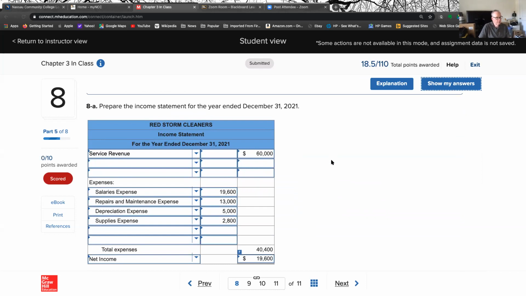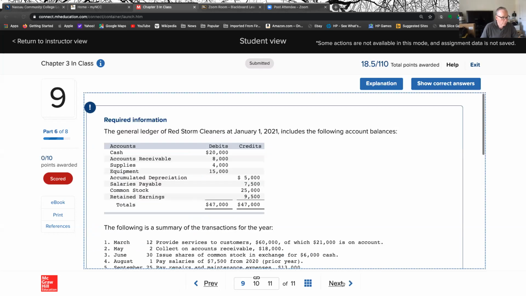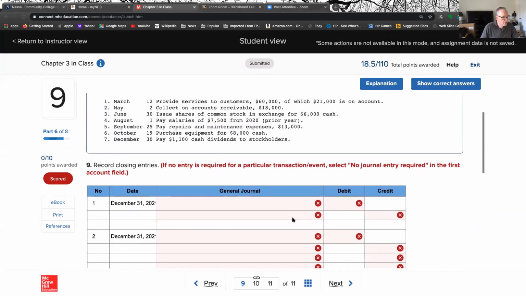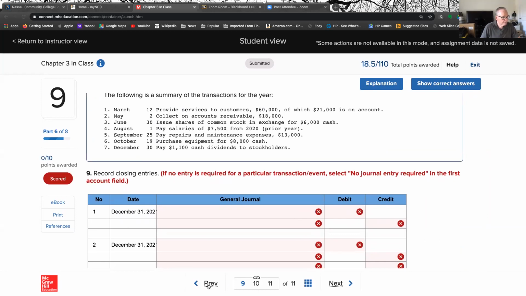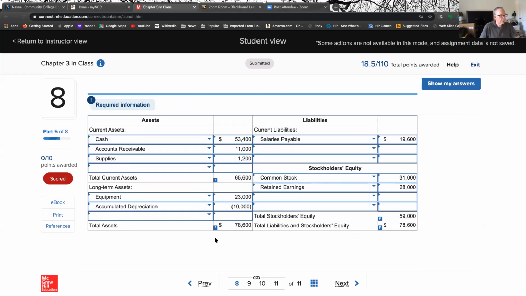Okay. Right now, they didn't ask us to do a stockholders' equity statement. Maybe on a piece of scrap paper you could. Right? They wanted a balance sheet next. Now remember, the balance sheet is the accounts that are left. Assets, right, and notice the assets are divided into current and long-term.